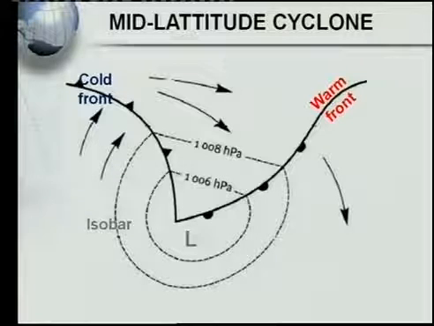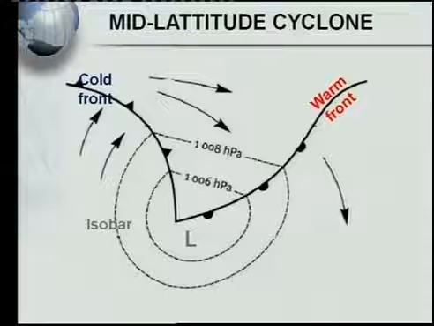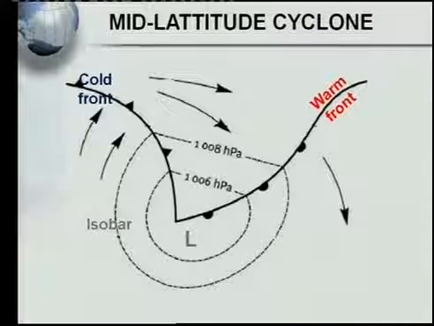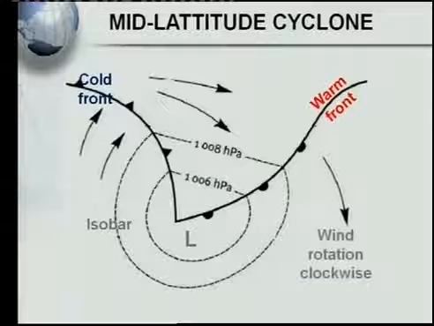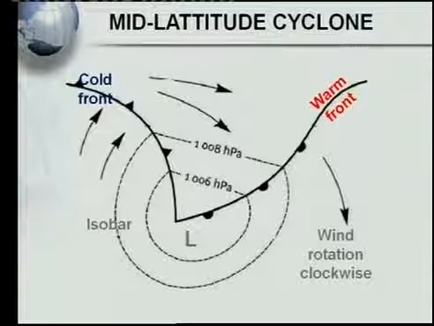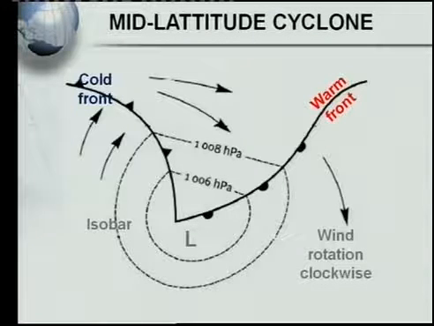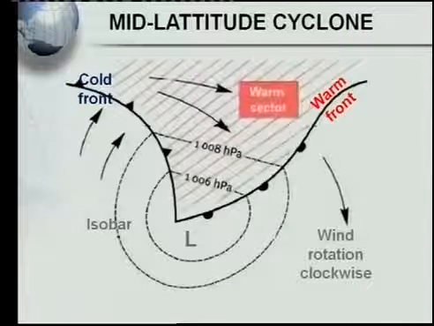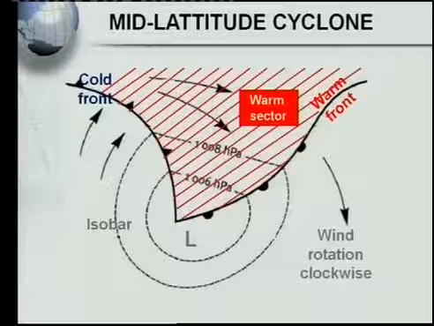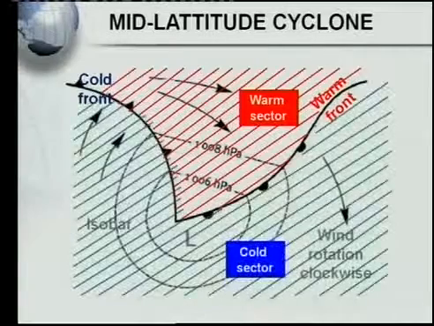Then, of course, we've got a low pressure system that has been formed here. Why have we got a low pressure system? Because we've got rising air at both the warm front and your cold front. Then please note your wind rotation. Your wind rotation is always clockwise. Any low pressure in the southern hemisphere, we will have your wind rotation in a clockwise direction. And then we've got the warm sector there, and we've got the cold sector here.